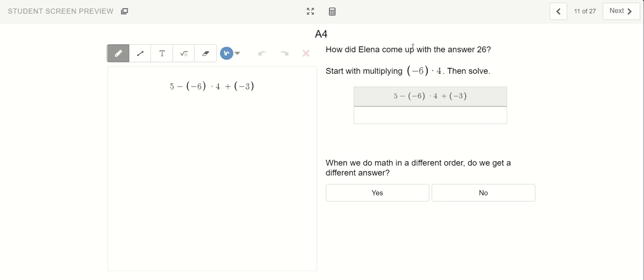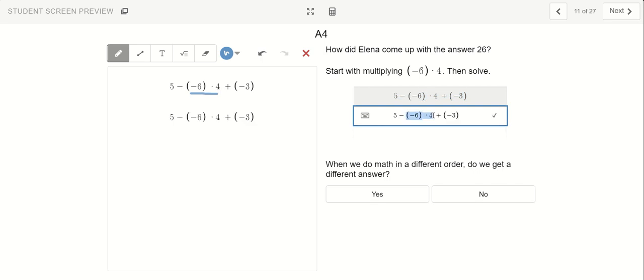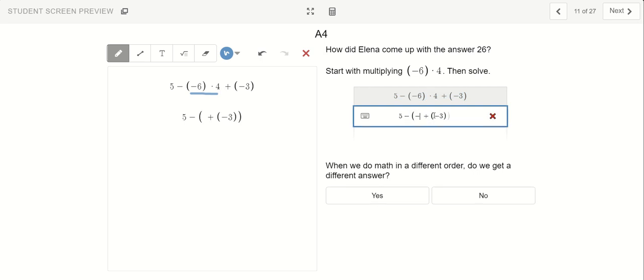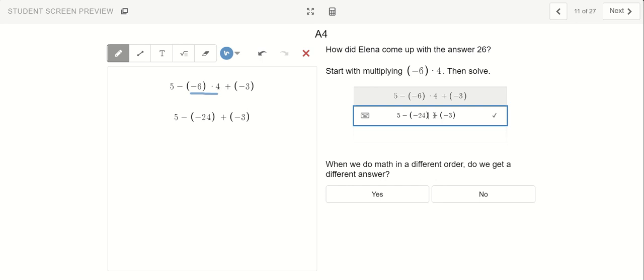So let's see how Elena came up with the correct answer. Elena started by multiplying these first. So Elena started here. Negative 6 times 4 is going to be negative 24. I'm going to copy and paste. And these two parts I'm going to delete, and that's going to become negative 24. From there, we can go from left to right.